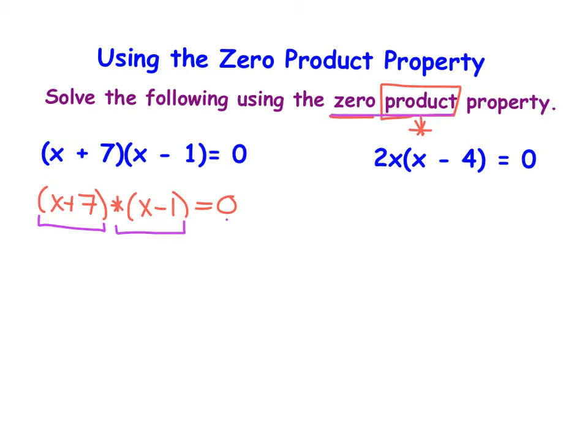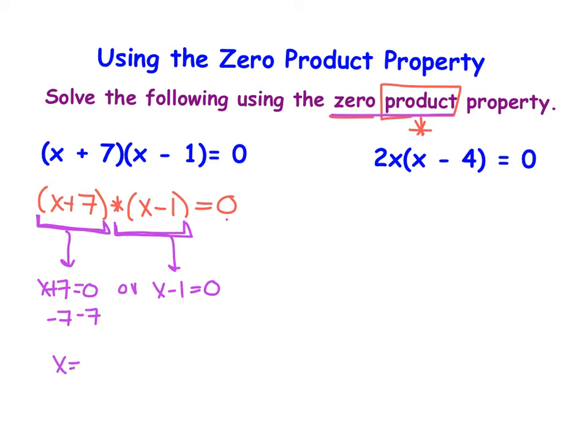So what we can do here is we can say, well, for this equation to be true, either this first piece here, this x plus 7, needs to equal 0, or this second piece here, x minus 1, needs to equal 0. So when we have something times something equals 0, that product of 0 tells us that one of these two items needs to equal 0 in order for our equation to be true. So what we can do here is we set both equal to 0 and we solve.